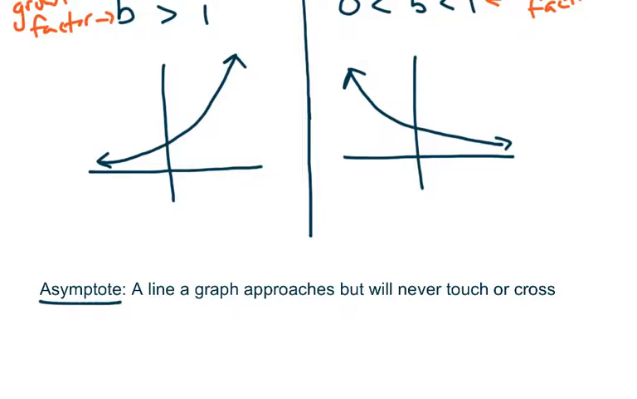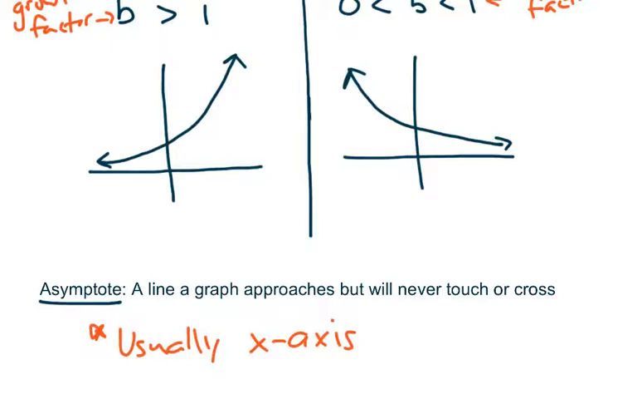In these functions, and I'm going to put a little star here, it's usually the x-axis. In our exponential growth and decay functions, our asymptote is usually the x-axis. Now, if we have a vertical translation, then our asymptote might change a little bit.